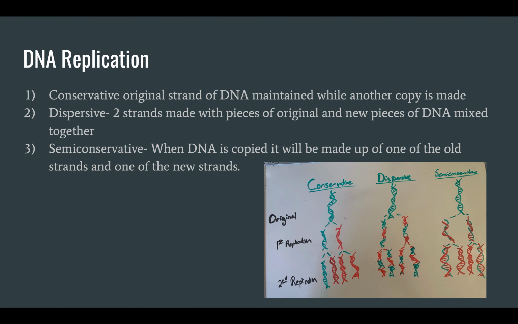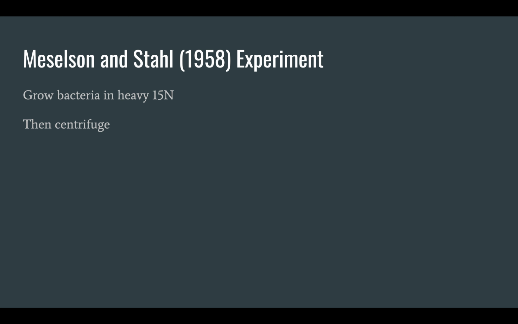The first hypothesis was that DNA replication was conservative, where the original strand is maintained and an exact replica is made. The second one is dispersive, which is where you have part of the original and part of a new strand mixed together. And there was a semi-conservative model which had part of the original strand and part of a new strand mixed together. Meselson and Stahl created an experiment to figure out how DNA replication was carried out.